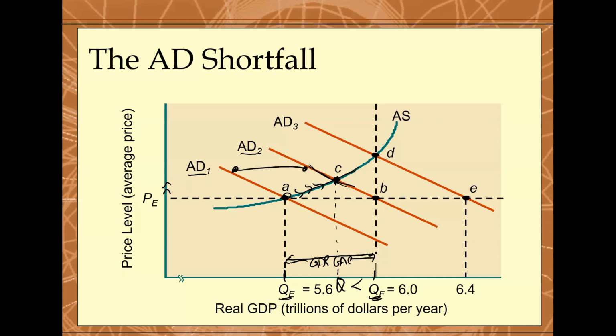So what we've got to do is shift the AD curve to AD3. We've got to shift it by this amount, from here to here. Because when we shift AD1 to AD3, we get this new intersection with the AS curve. And that will give us an equilibrium level of output equal to QF. So from A to E is the AD shortfall.